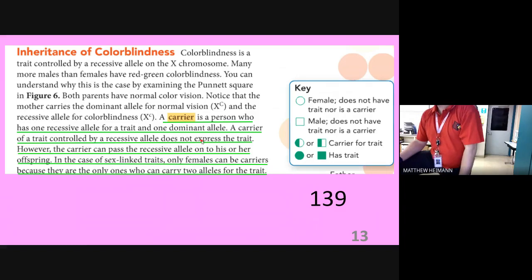I think we've already learned this before. Do you guys remember that? A carrier has a trait controlled by a recessive allele but does not express the trait. However, the carrier can pass the recessive allele onto his or her offspring. In the case of sex-linked traits, only females can be carriers because they are the only ones who can carry two alleles for the trait.